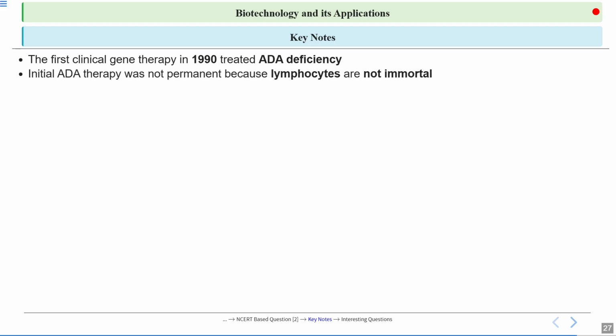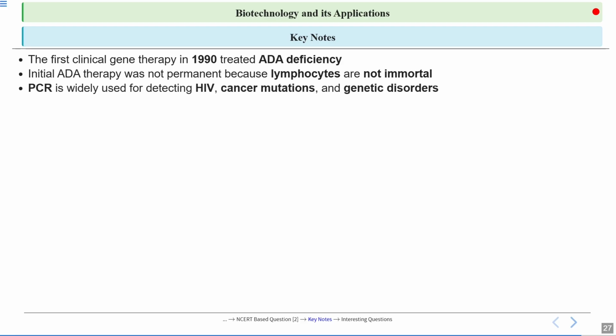Initial ADA therapy was not permanent. Why? Because the lymphocytes are not immortal, they are mortal. PCR is widely used for detecting HIV, cancer mutations, and genetic disorders. ELISA detects infection based on what? Antigen and antibody interactions.